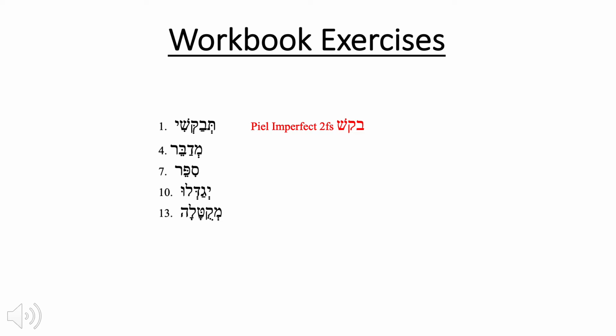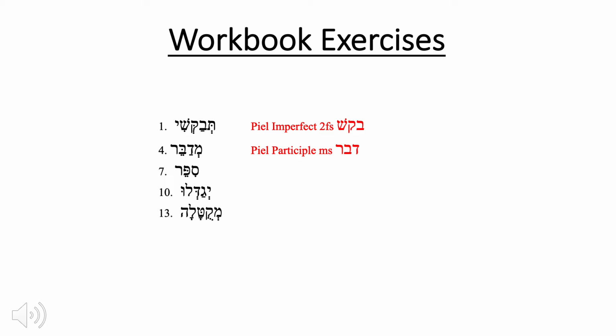Let's move on to number 4. Number 4 is also a PL. We can see the mem with the shva underneath, indicating pu'al or PL. We have the patak under the dalet, telling us that this is PL, with the dagesh in the bait, confirming it. This is a PL participle masculine singular.